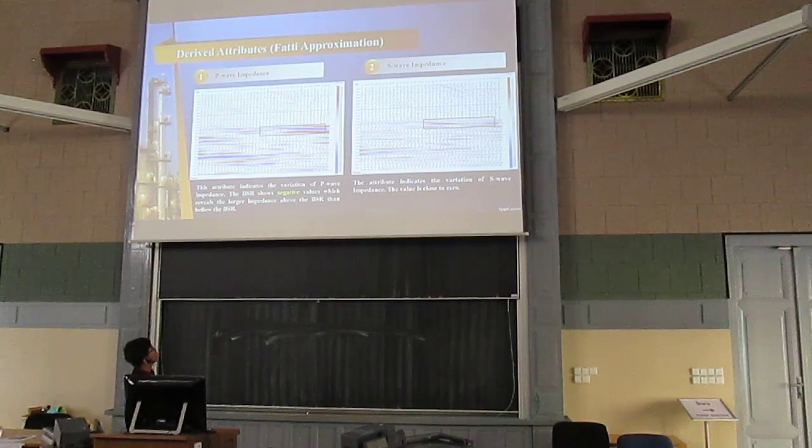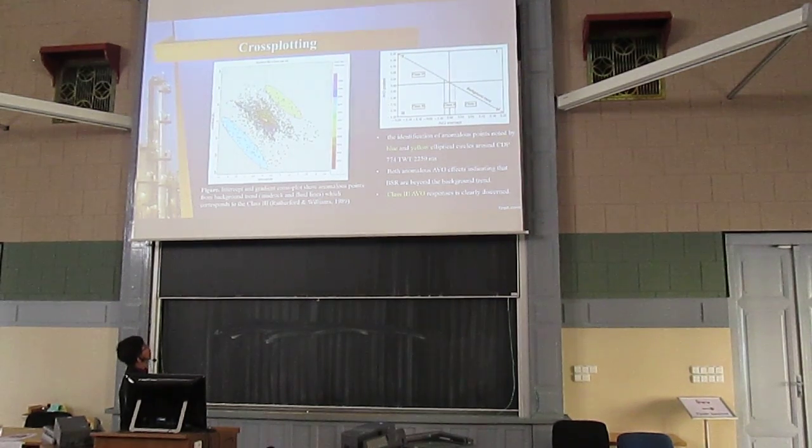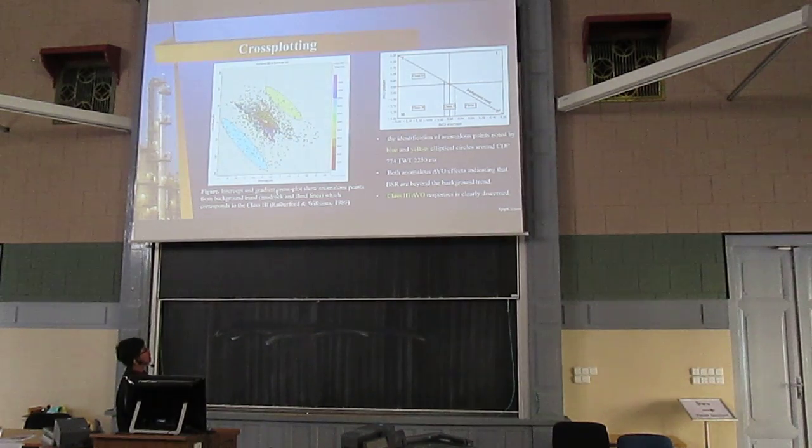We got a negative value, so it means that the impedance above the BSR is larger than below the BSR, and this is the S wave impedance. And this is the cross plotting. We can see that if the layer contains fluid content, we will get the data in the background trend around here. And from this figure, we can see the anomaly, which is beyond the background trend, and there is the AVO anomaly, and it is classified as the class 3 AVO classification.